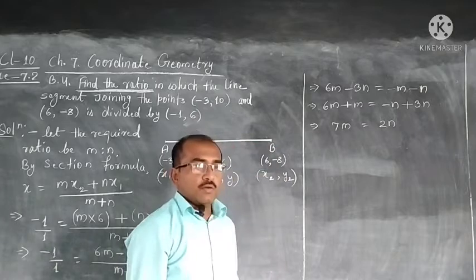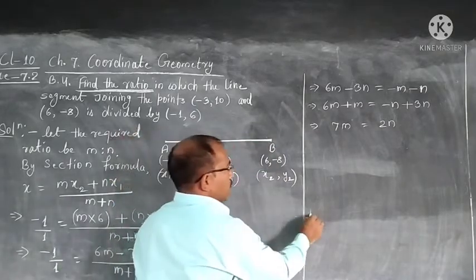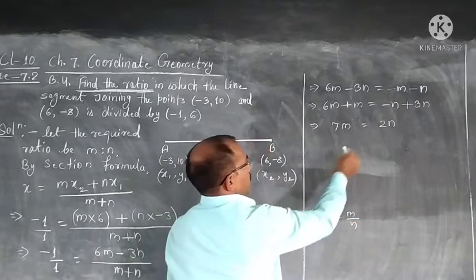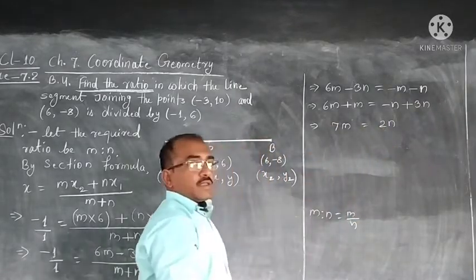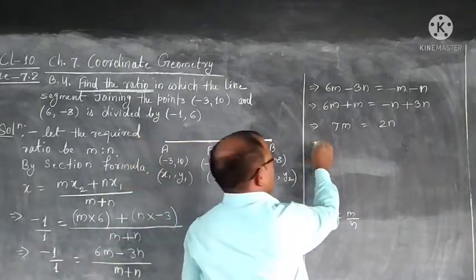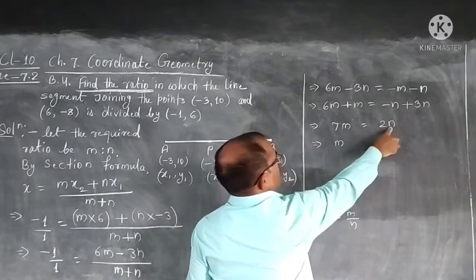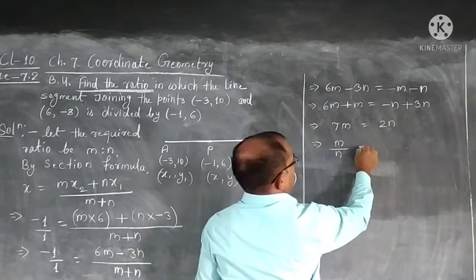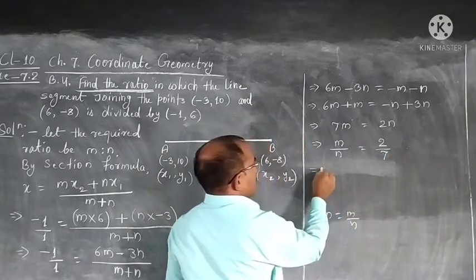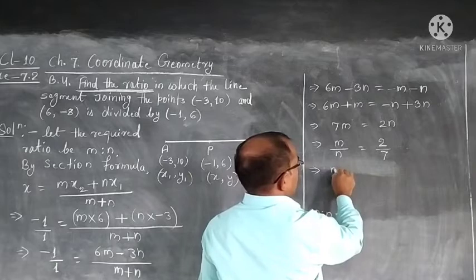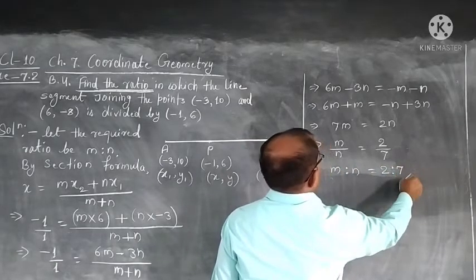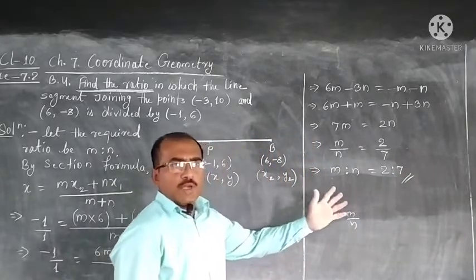What we need? We need m ratio n, that means we need m by n. So, why not? Now, m and n we bring in LHS, I mean in one side together, and numbers in RHS. Let us see what we get. This n will come here in division, 2 is here, 7 will come in RHS. What we get then? m by n equal to 2 by 7, that is m ratio n equal to 2 ratio 7. Already we have got the ratio.